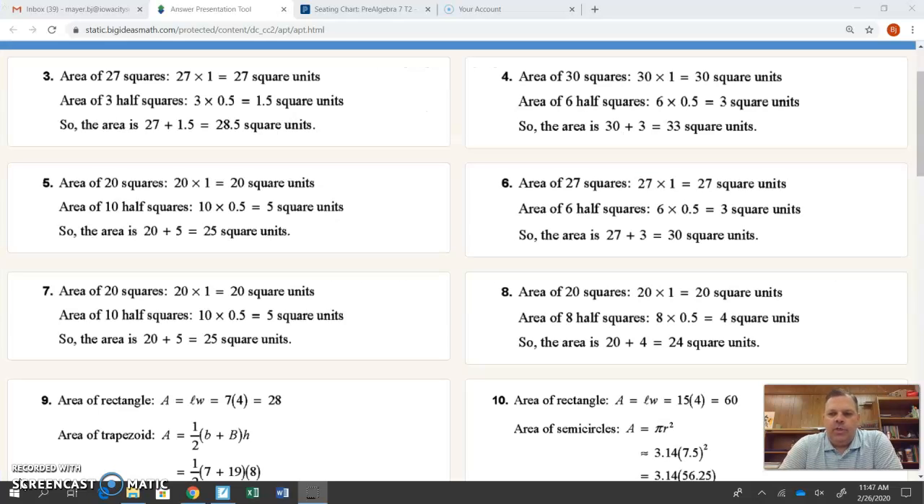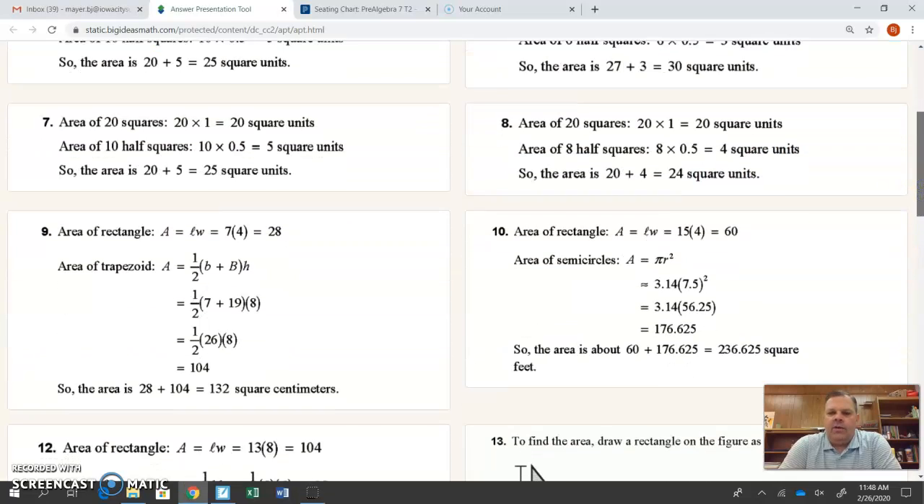The answers for the homework questions are shown. Problem number 1 is 28.5 square units. Number 4 is 33 square units. Number 5, 25 square units. Number 6, 30 square units. Number 7 is 25 square units. 24 square units is number 8.